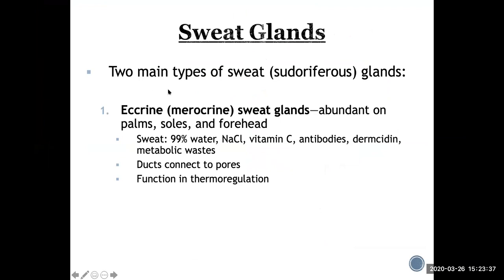All right, there are two main types of sweat glands, also known as sudoriferous glands. Sudoriferous glands, okay? That's just a fancy word for a sweat gland. There are eccrine sweat glands, which are merocrine glands. Those are the ones that just secrete their product without the cells breaking down. Okay, so holocrine ones are the ones that break down.